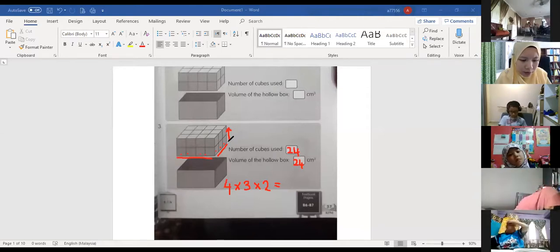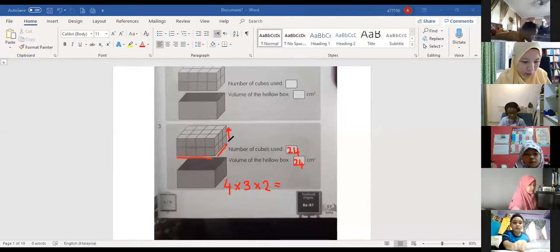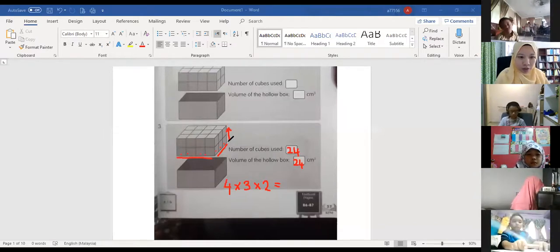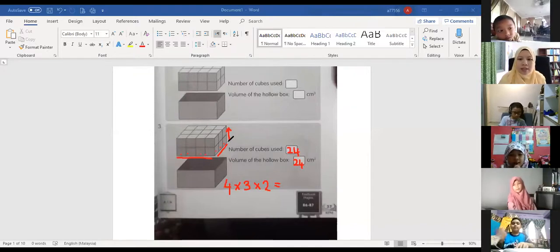Okay, we have 2 more questions left. Okay, soalan seterusnya. 24. Okay, this is the last question. So the answer here is 24 centimeter cube.